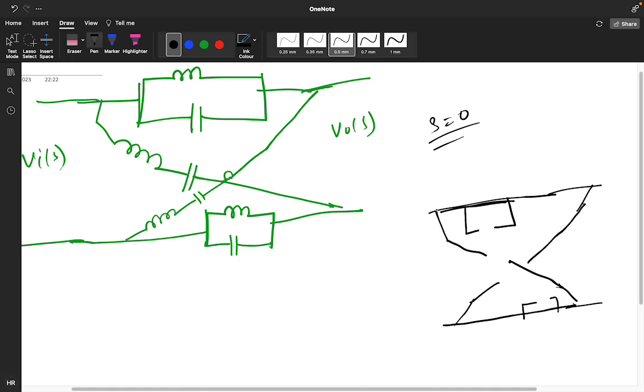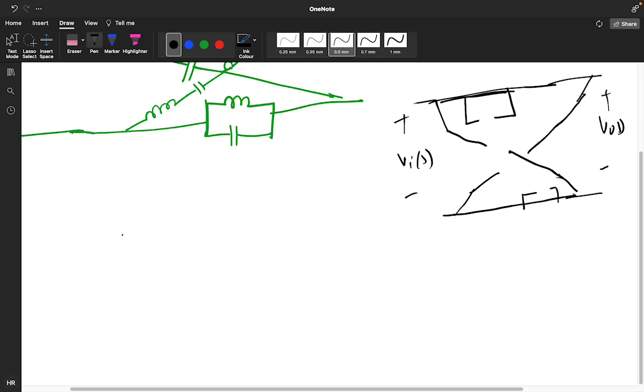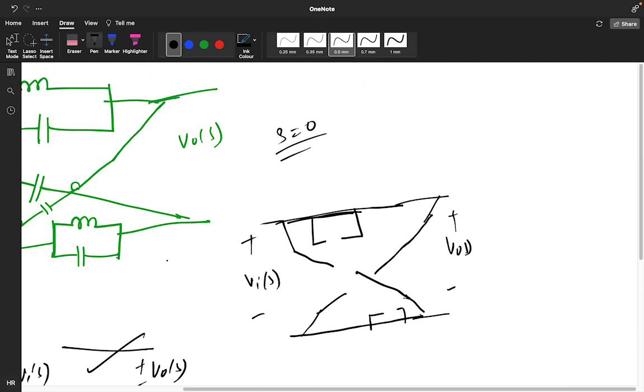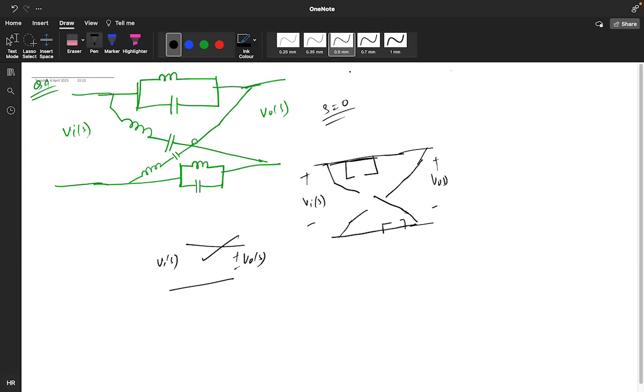So this is your plus minus Vi(s) value, and this is your plus minus V0(s) value. So it's just Vi(s) plus minus V0(s). At zero frequency I am getting the value, meaning V0(s) is equal to Vi(s). But at s equals infinity, what will happen?